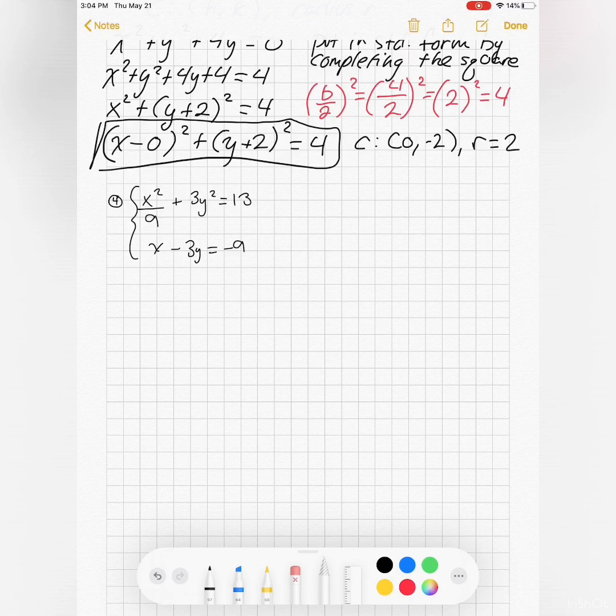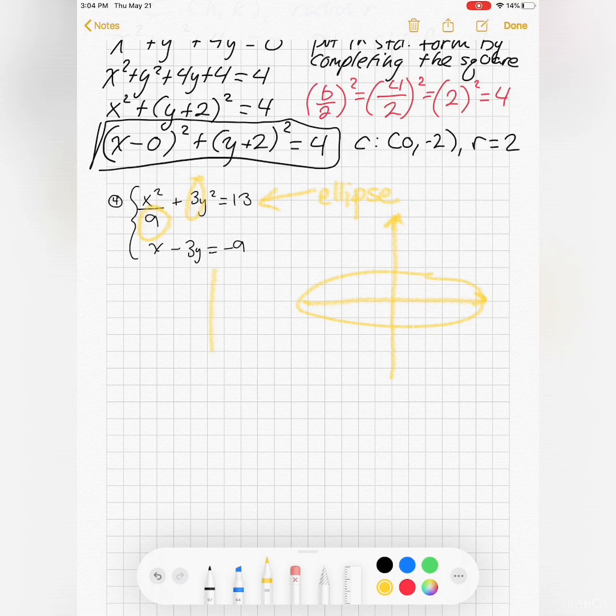Okay, so what about something like this? I don't really want to graph this in detail. I'm just kind of curious what I'm dealing with. So this guy has a sum of x squared and y squared, with different coefficients. I have an ellipse. Like I said, I'm not graphing this in any detail.